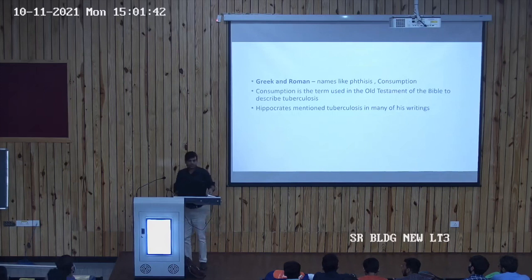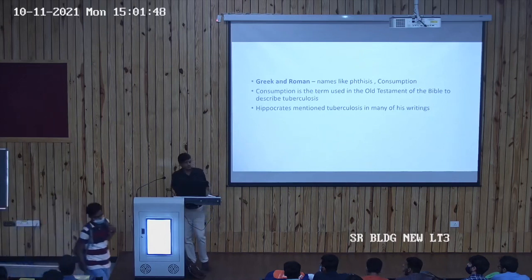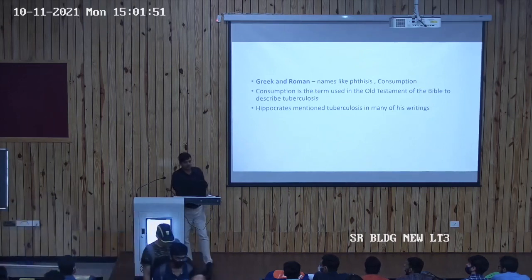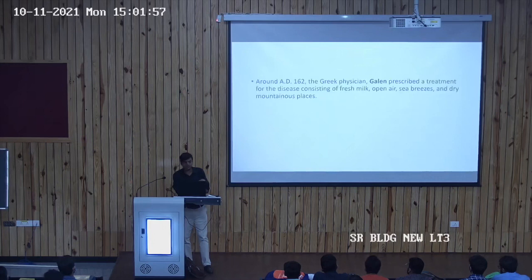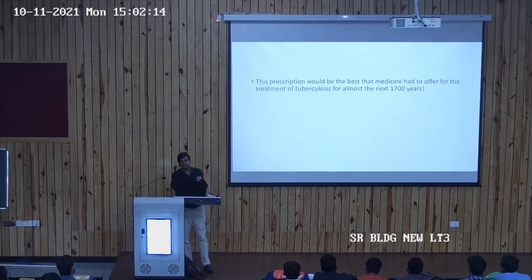In Greek and Roman times, the disease was known by names like phthisis or consumption. Consumption is the term which was used in the Old Testament of the Bible to describe tuberculosis, and Hippocrates mentioned tuberculosis in many of his writings. Around 162 AD, it was the Greek physician Galen who prescribed a treatment for this disease consisting of fresh milk, open air, sea breezes, and a dry mountainous place. And this was the standard treatment for the next 1700 years. Till we got any anti-tubercular drug, this was the only treatment available.